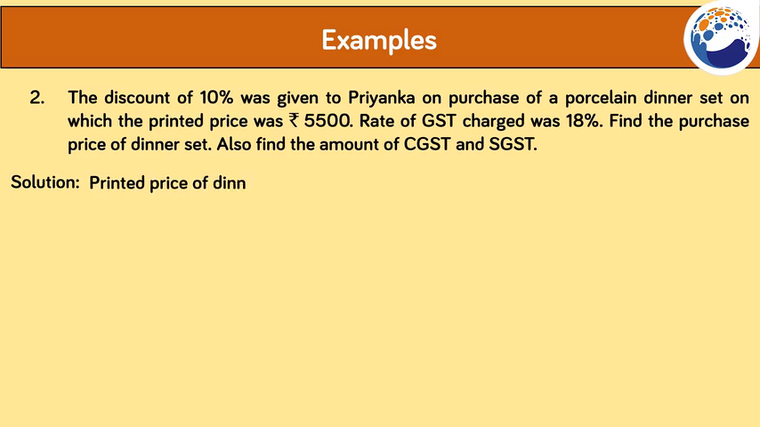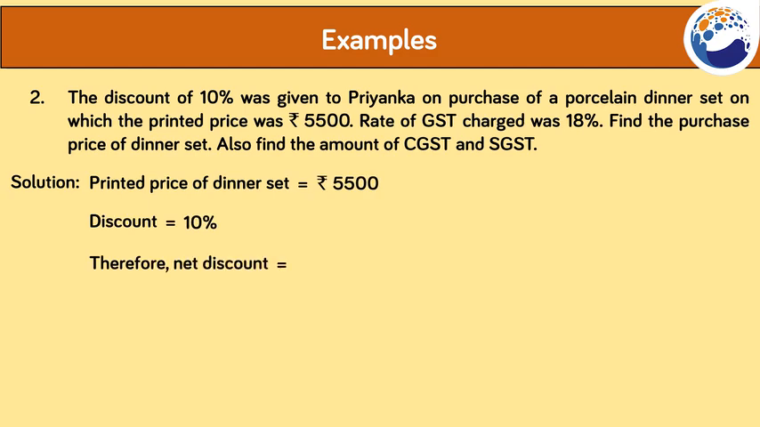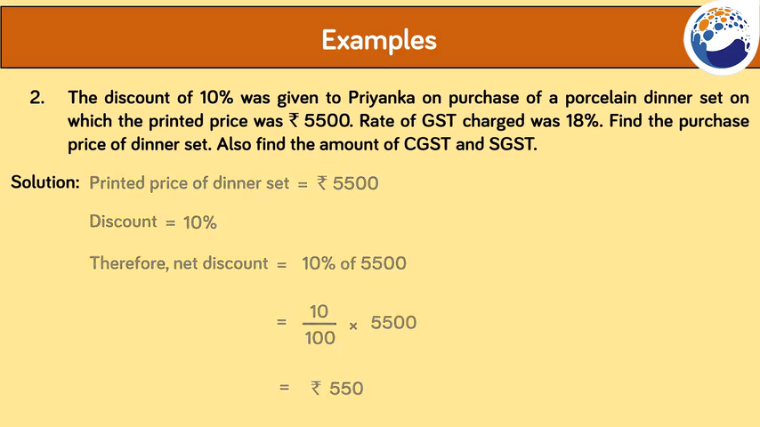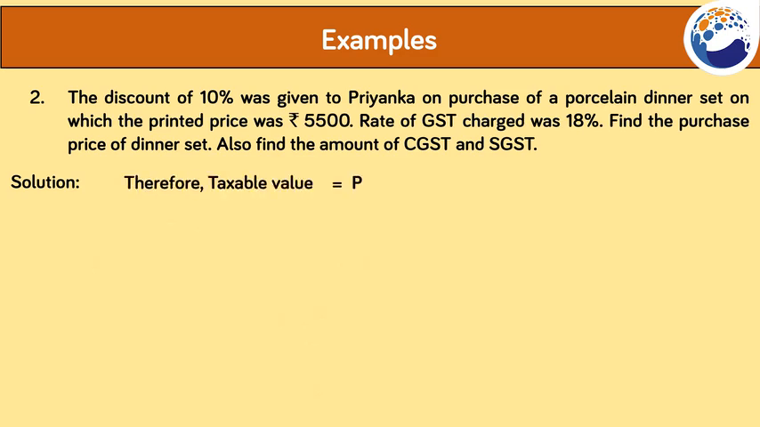Solution. Printed price of dinner set is equal to Rs 5,500. Discount is equal to 10%. Therefore, discount amount is equal to 10% of 5,500, which is 10 upon 100 into 5,500, is equal to 550. Therefore, taxable value is equal to printed price minus discount, is equal to 5,500 minus 550, that is 4,950.